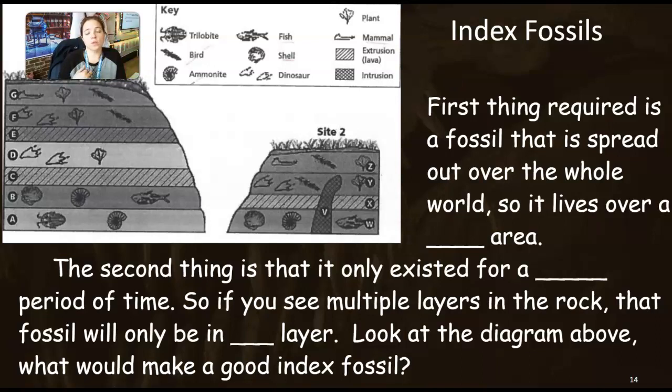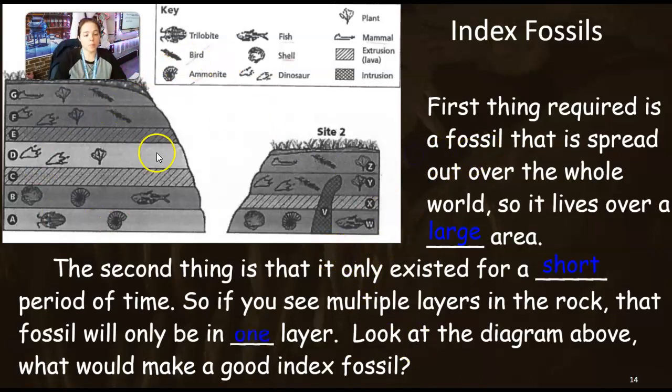First of which is they are spread out over the whole world or a very, very large area. Like Syracuse, New York would not be large enough, but the state of New York would be large enough. You want a huge area. A second thing that you want to look for in an index fossil is that it existed for a geologically short period of time. So if you see multiple layers in the strata, the rock layers, with these animals or these fossils in it, that means that they existed over a long period of time. You want it for one rock layer, just it. That's one rock layer only.